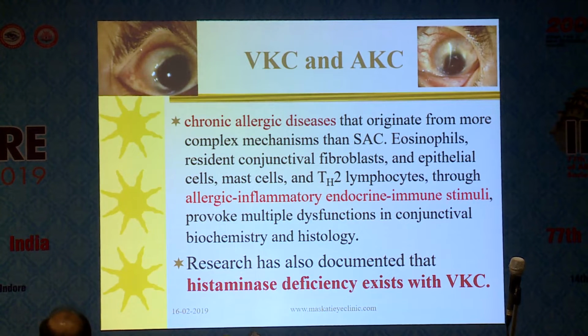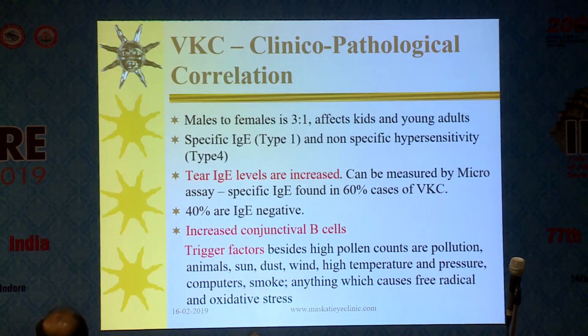VKC and AKC are chronic allergic diseases that originate from more complex mechanisms than SAC. Here, eosinophils, resident conjunctival fibroblasts and epithelial cells, mast cells, Th2 lymphocytes, all of these take effect. So it's a more complex etiology, and histamine deficiency exists with VKC. Male to female is 3:1, affects kids and young adults. There is specific IgE type 1 and non-specific type 4. So you get type 1 and type 4, while the other was only type 1.